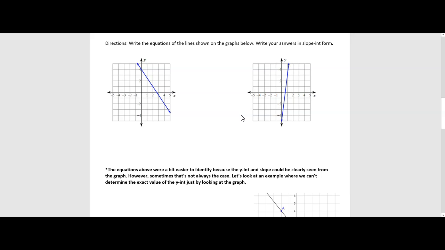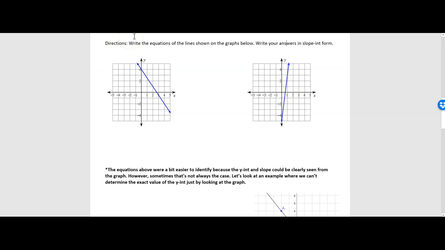Here, it's not multiple choice. You now have to come up with the equations yourself. So go ahead. You can write your answers in slope-intercept form. Let's fix that word. It's already fixed on your sheet. Write your answers in slope-intercept form by finding the y-intercept and the slope.